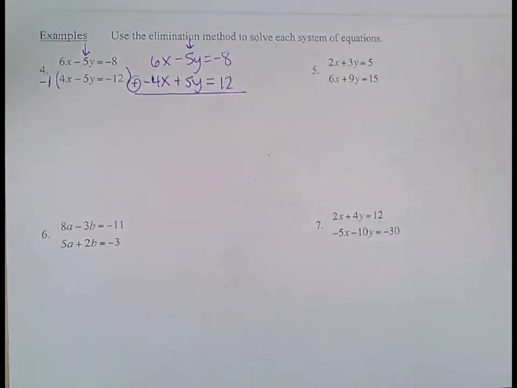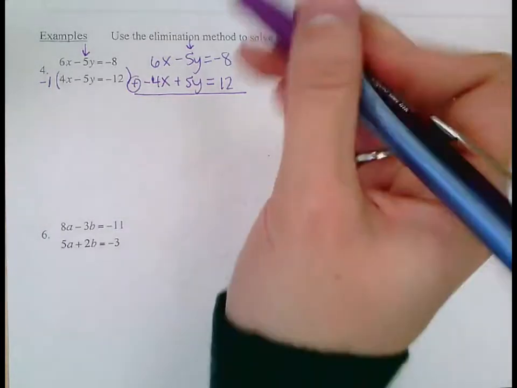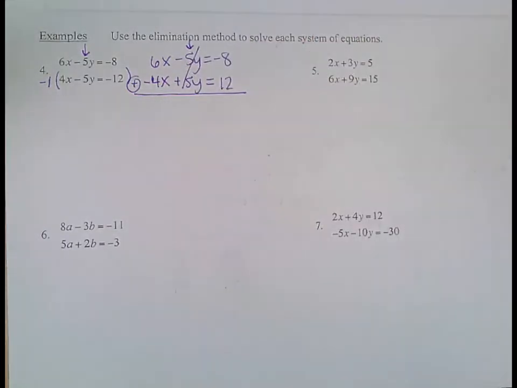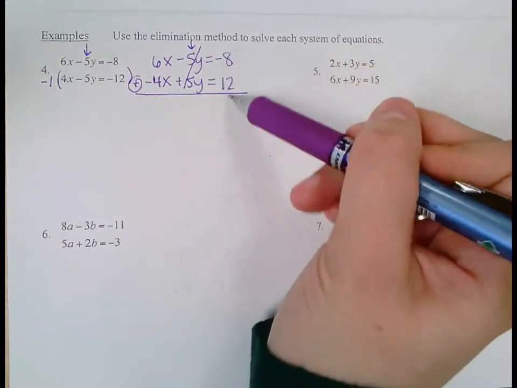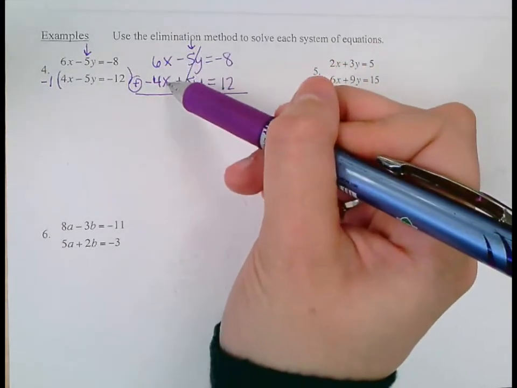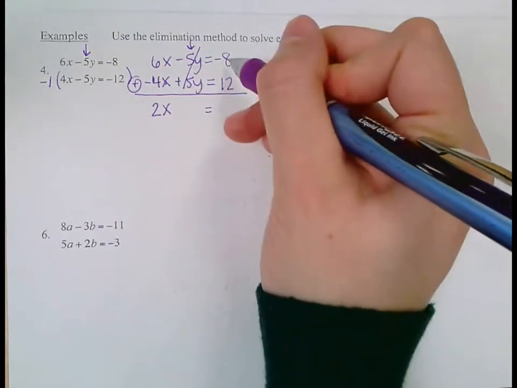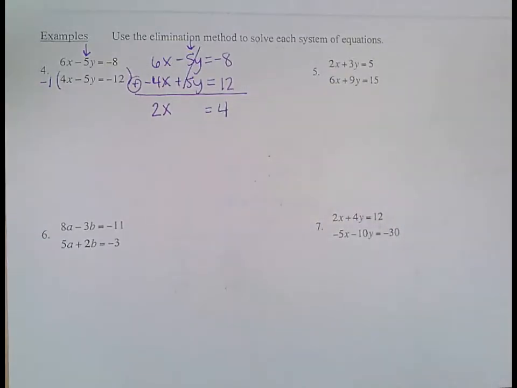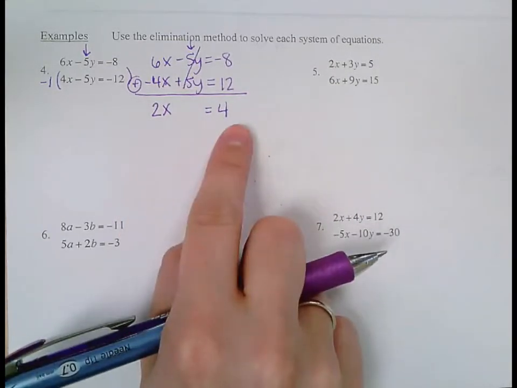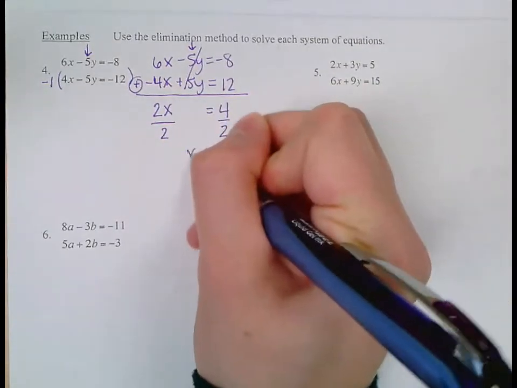And now if I look at my y terms, I have negative 5y and positive 5y, they're opposites. So now when I add my two equations together, this is step 2, my y terms will cancel out because they equal 0. And then I make sure to add everything else. So I have 6x plus a negative 4x would be 2x. Bring down the equal sign. Negative 8 plus 12 is 4. And I get the equation 2x equals 4. I can solve for x by dividing each side by 2. So x is 2.